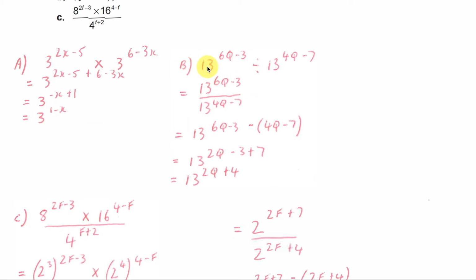For B, we've got the same base, 13, but we've got a division going on. So we can rewrite that as being 13 to the power of 6q take 3 over 13 to the power of 4q take 7. We've got a division, so the idea here is that we subtract the powers. So it's 6q take 3 minus 4q take 7. The mistake here that students mostly make is not to put this in brackets and therefore mess up this second term. So 6q take away 4q will give me 2q. Negative 3 take away negative 7 will become negative 3 plus 7. And of course that there is positive 4.